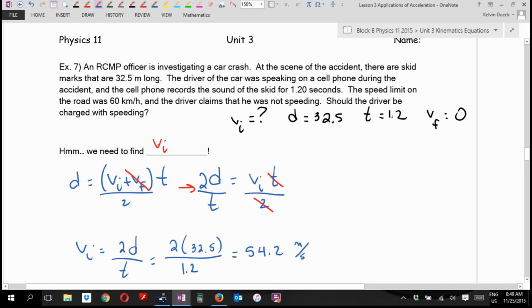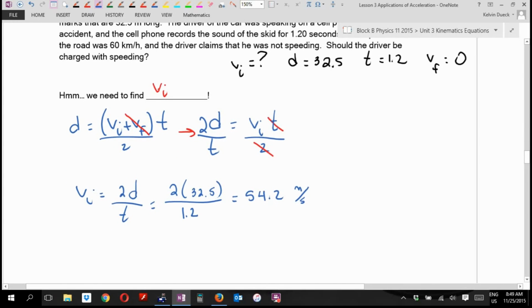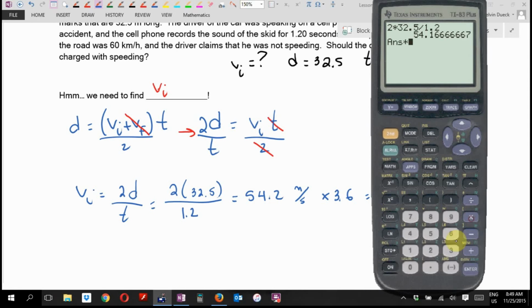At first I thought, oh, 54, he's below the speed limit of 60. But wait a minute, that's meters per second. How do I go from meters per second back to kilometers per hour? How fast is the guy going? I'll use my answer button, times by 3.6.